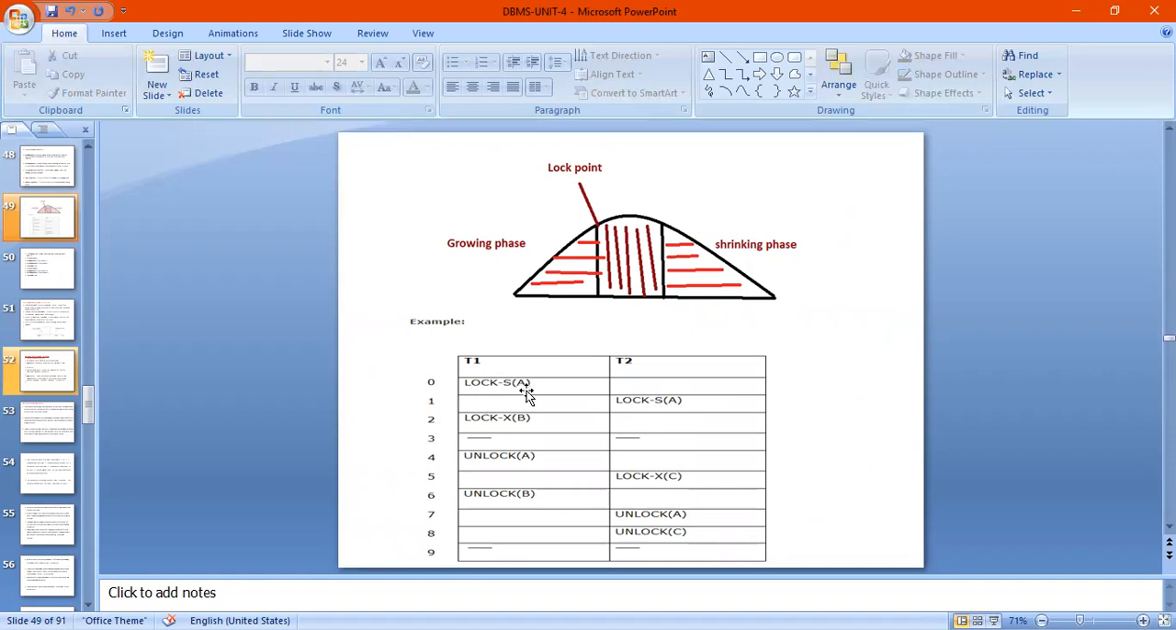So, example: lock S of A in T1, T2 has nothing here. At that time, T1 does not exist, and lock of S of A. Here again, after that, lock X of B, here T2 has nothing, and here both transactions have nothing, unlock A. So T2 has nothing here, lock X of C, unlock B, nothing here. So nothing here in transaction T1, but in T2 unlock A. Here T1 has nothing happening, unlock C. So nothing is happening in both transactions, the ninth step.